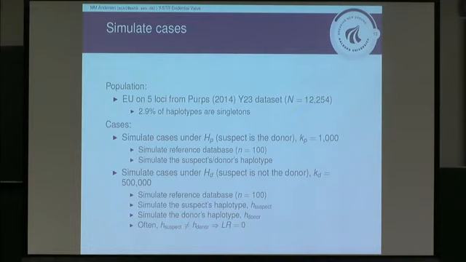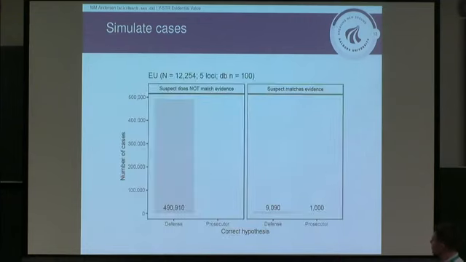So we simulate a reference database, a suspect, and a donor. Often it's the case that these two do not match, which corresponds to a likelihood ratio of 0. I'll get back to that in a second. It turns out that we have 1,000 prosecutor cases where we do have a match. Of the 500,000 cases where the defense is correct, 9,000 are a match and a lot are not a match.